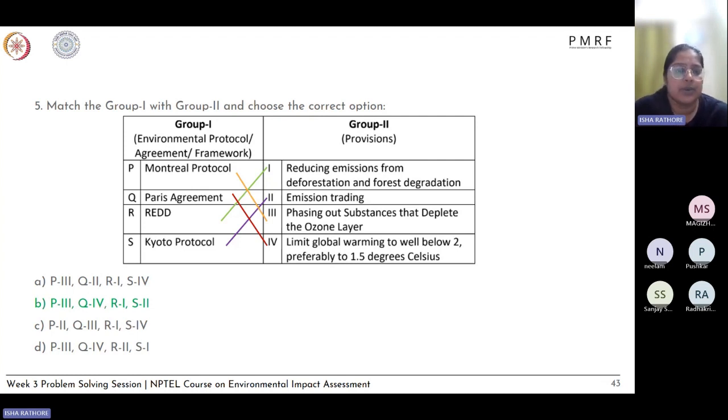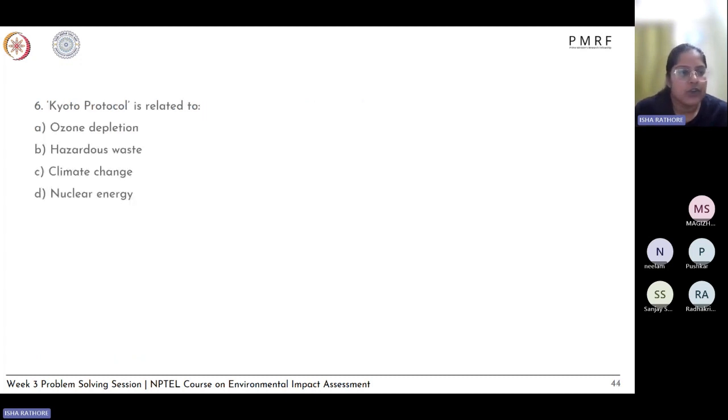And then the Kyoto Protocol looked at emissions trading, and it gave the concept of emissions trading because particular benchmarks were being set on how much emissions industries can produce. So S matches with 2. So the correct answer is B, which is P matches with 3, Q matches with 4, R matches with 1, and S matches with 2. Okay. This is an important question, and questions like this can come out of the timeline. So please understand and remember the main years and the main intentions of protocols, frameworks, and agreements. Okay, moving on.